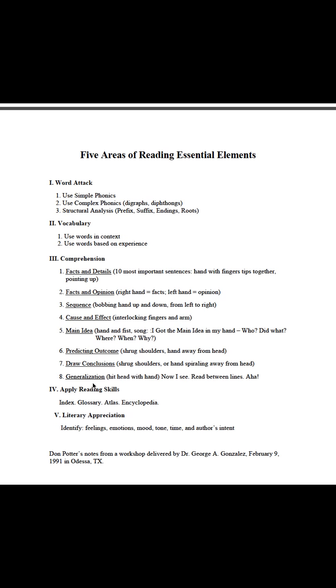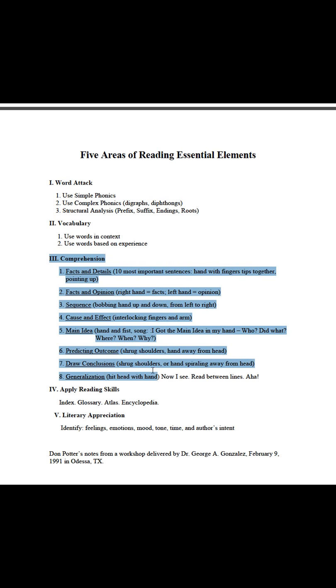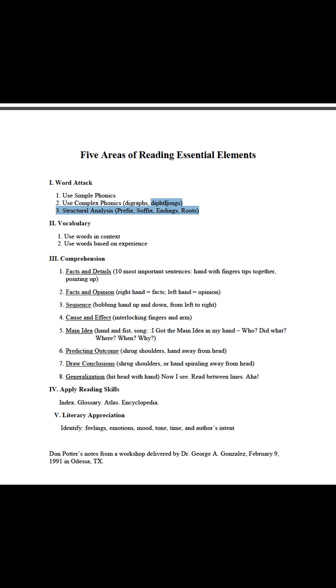Right here we have next to the last thing I'm going to show you. This is 5 elements of reading, essential elements, and the comprehension skills fit right here in the middle. So the first thing is word attack, using simple phonics, and then using complex phonics. Complex would be digraphs and diphthongs, and I have covered this very adequately with my program, Reading Made Easy with Blend Phonics for first grade, and my Blend Phonics lesson and story 62 lessons that are available on Amazon. Just click Donald Potter and the title will take you there.